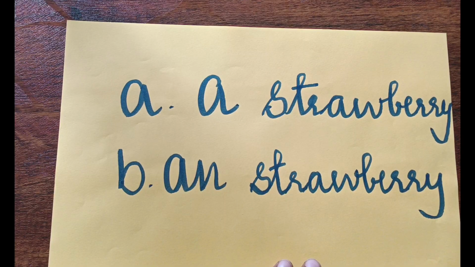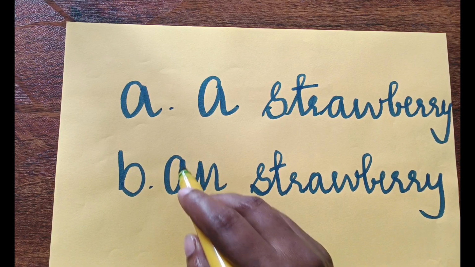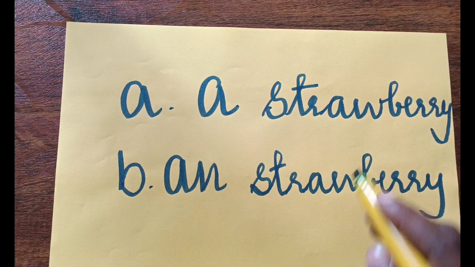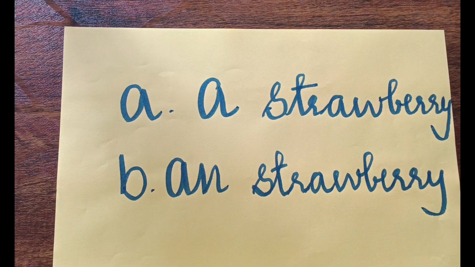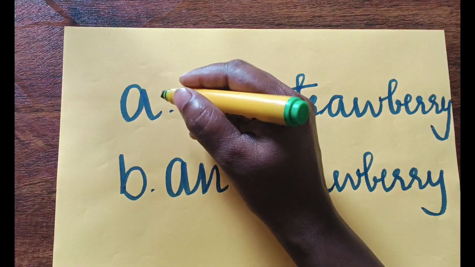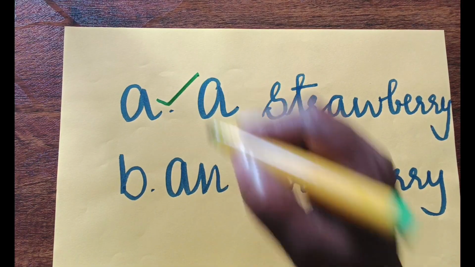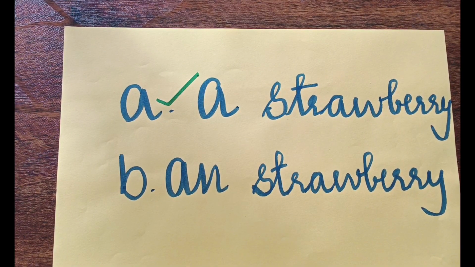Now let's have one more quiz. Circle the correct expressions. A, a strawberry. B, an strawberry. Which is the correct expression? A strawberry or an strawberry? The right answer is a strawberry, because strawberry begins with a consonant.